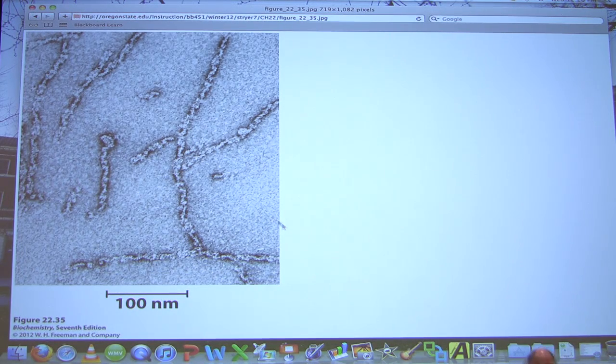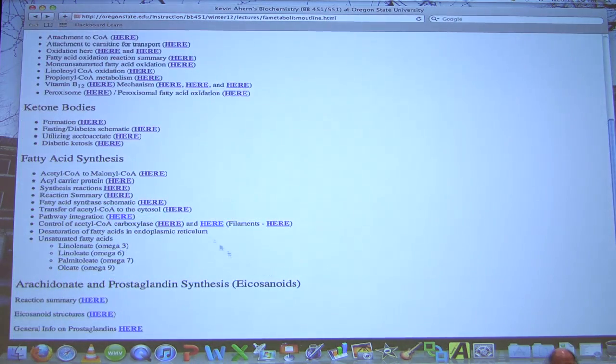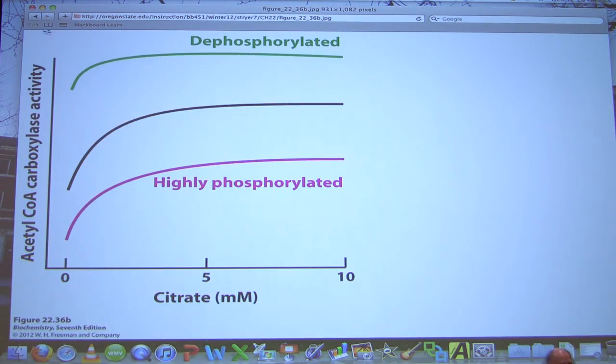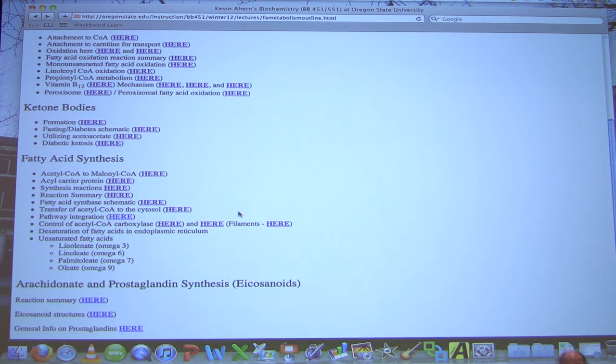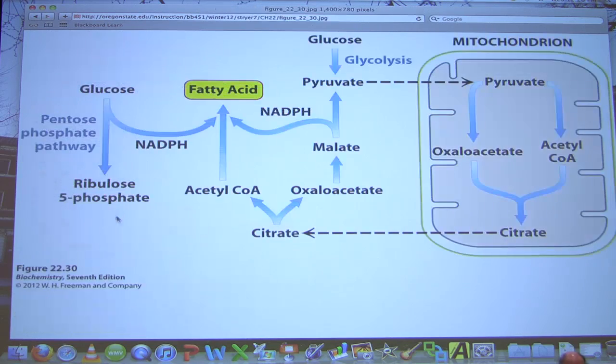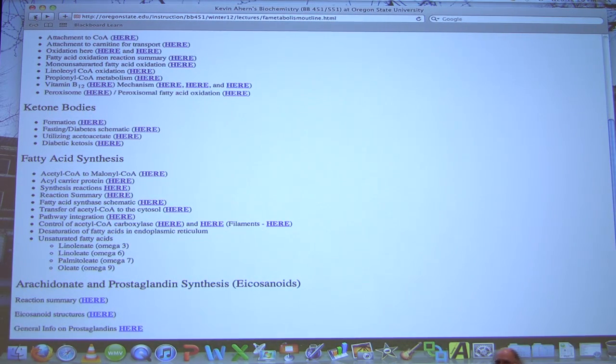There's a lot of enzyme to make polymers like that. And phosphorylated, dephosphorylated, that's just demonstrating to you graphically what I told you in words. That is, the dephosphorylated is the most active, the highly phosphorylated is the least active, and citrate concentration affects those activities. Okay. Let's see. I think that's basically what I want to say about fatty acid oxidation. I won't go through that. Questions or comments before I talk about prostaglandins?